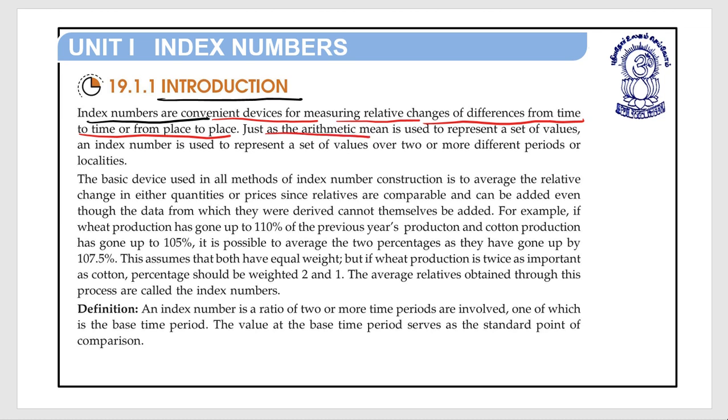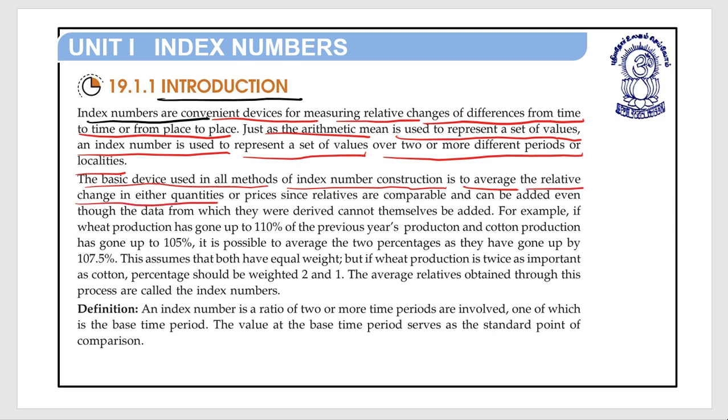Just as the arithmetic mean is used to represent a set of values, an index number is used to represent a set of values over two or more different periods or localities. The basic device used in all methods of index number construction is to average the relative change in either quantities or prices, since relatives are comparable and can be added even though the data from which they were derived cannot themselves be added.